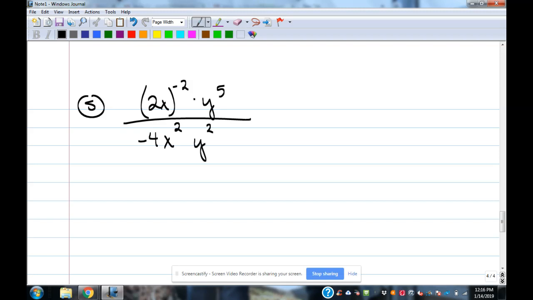Okay, so we've got parentheses there. That always draws our attention, makes us do that first. That's 2 to the negative 2, x to the negative 2. Still got the y to the 5th. Anything I can do on the bottom? Doesn't look like there are any bases that are the same. There are no parentheses just on the bottom either. So there's really nothing I can do there.